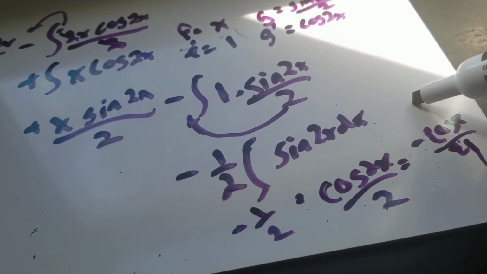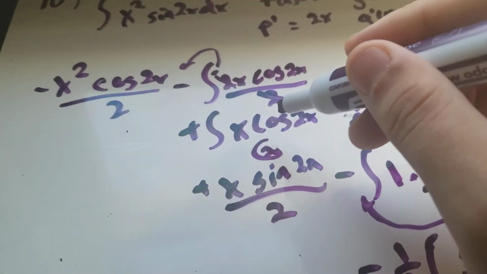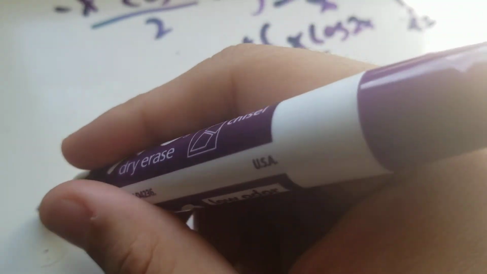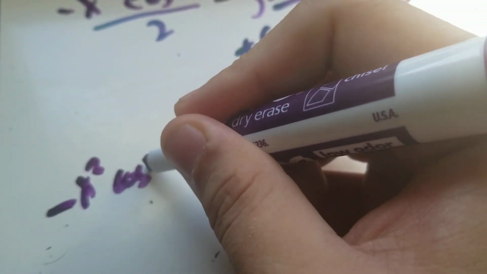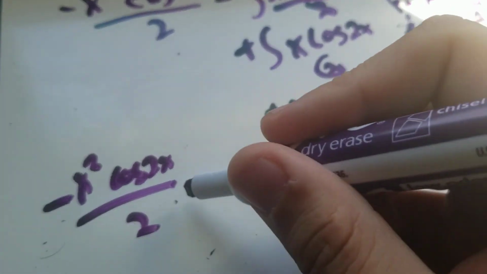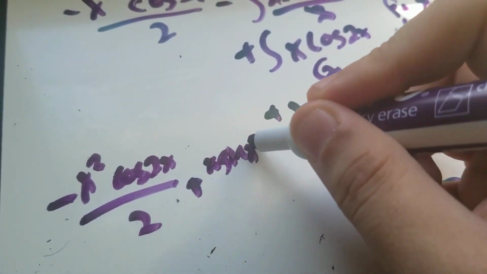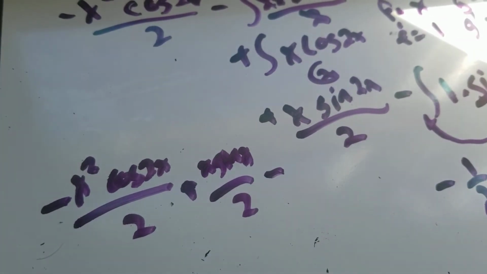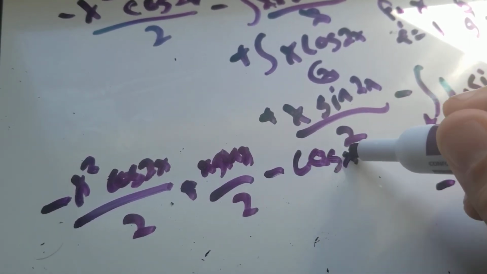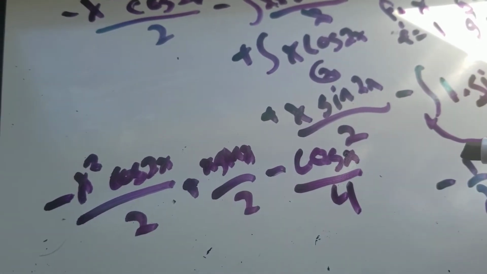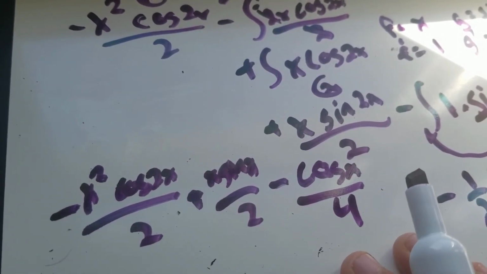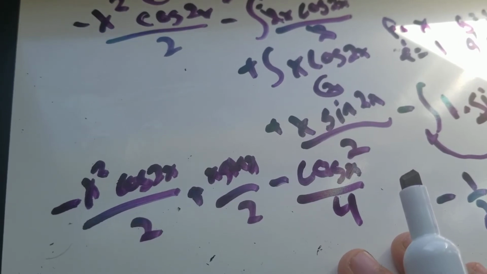All right, so we have this piece, we have this piece, and we have this piece. So we put it all together. It's going to be negative x squared cosine 2x all over 2, plus x sine 2x over 2, minus cosine 2x over 4. Geez, that's really smudged. Let's see, am I missing anything?